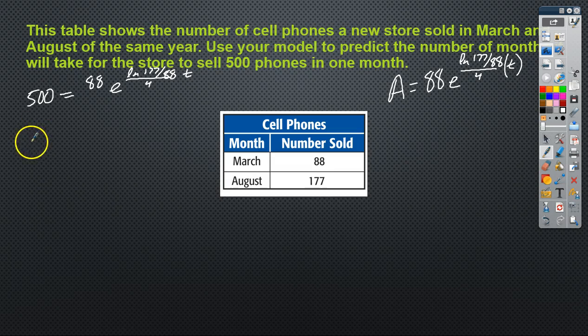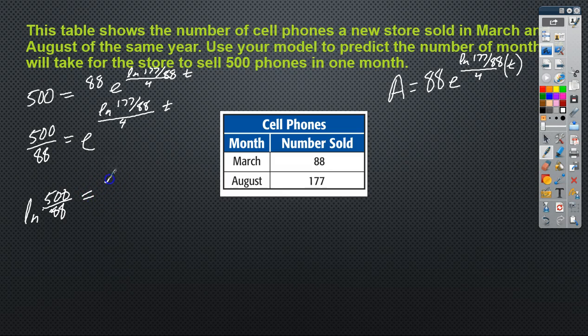So what is this going to look like? Divide by 88. 500 over 88 is equal to e to the natural log of 177 over 88 all over 4 times t. Oh my goodness. So now what do I do? Take the natural log of both sides because I want to get rid of the e and bring my exponent down. So now I have natural log of 500 over 88 is equal to the natural log of 177 over 88 all over 4 times t.